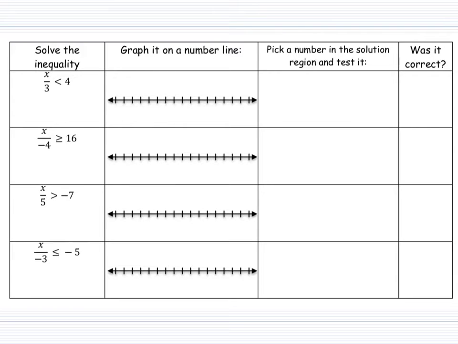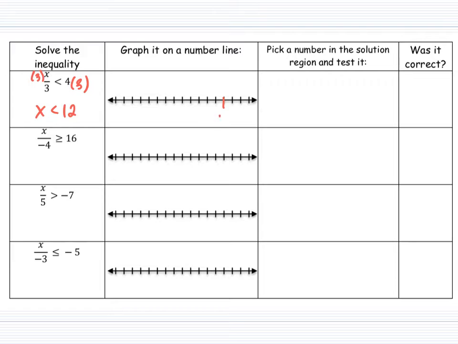here we have a fraction, which if you remember, a fraction is simply the top divided by the bottom, and to undo division, you multiply. So if I'm dividing by 3, to get rid of it, I'm going to multiply by 3. So multiply by 3 on both sides. X is less than 12.